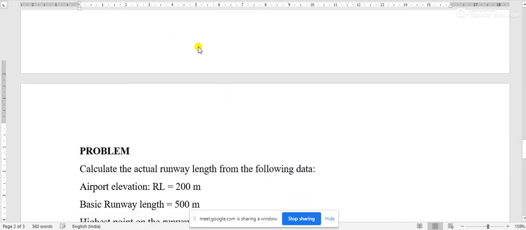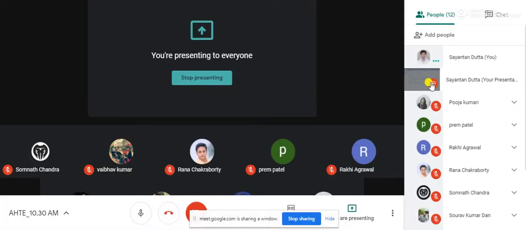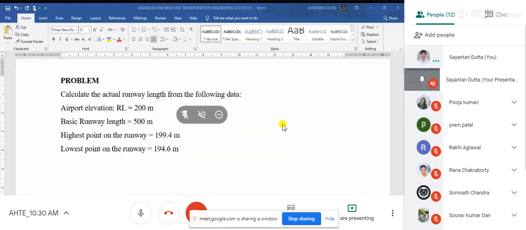Now coming to the problem, as an example I'm taking, I think you can see the presentation, no, see the words, if not please inform me. Okay.